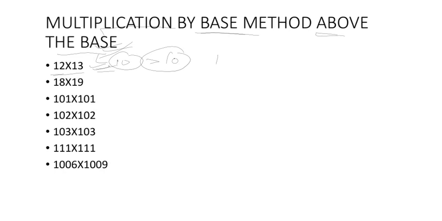So let me take the first two numbers 12 and 13. Here the number is 2 more than 10. Here the number is 3 more than 10. So here we have to add these two numbers instead of taking the difference. Therefore the result here is 15, and when we multiply the excesses we will get 6. Therefore the answer is 156.